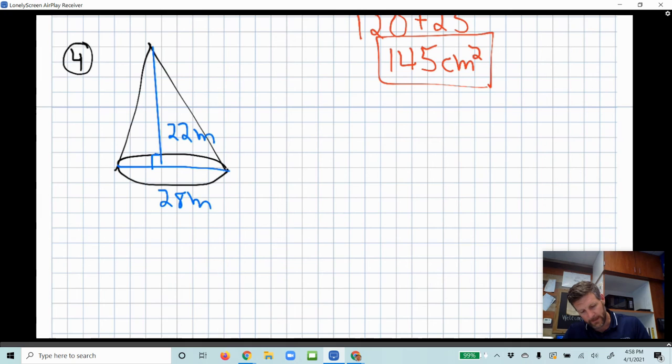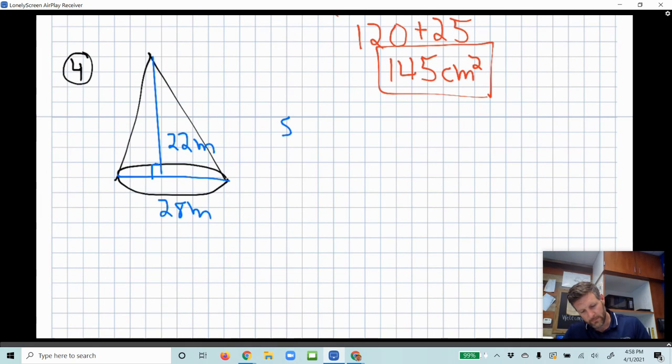Our formula is pi r times the slant height plus the base, which is going to be a circle of pi r squared. So the reason this problem is a little trickier than normal is we do not know the slant height. I don't know this right here. I know the actual height, so don't plug 22 in there. You'll be toast. So here's the extra step.